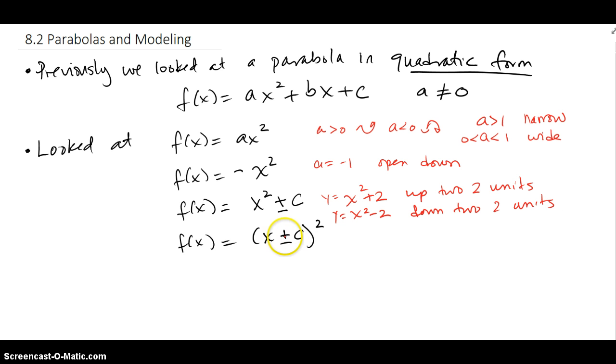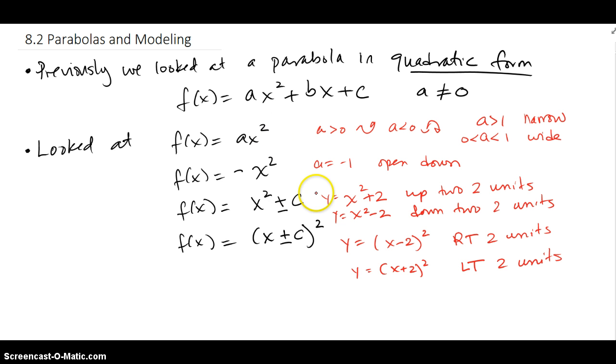Then we have the plus or minus number inside the binomial. So if I had something like y equals x minus 2 squared, it would actually be right 2 units that the parabola shifted. And if I had something like x plus 2 squared, it would actually be shifted left 2 units. So basically quick sketches we could get if we just remember these forms.